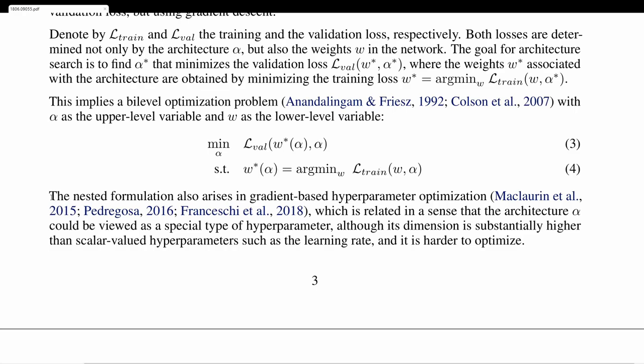The nested formulation also arises in gradient-based hyperparameter optimization, which is related in the sense that the architecture alpha could be viewed as a special type of hyperparameter, although its dimension is substantially higher than scalar-valued hyperparameters, such as the learning rate, and it is harder to optimize. Okay.